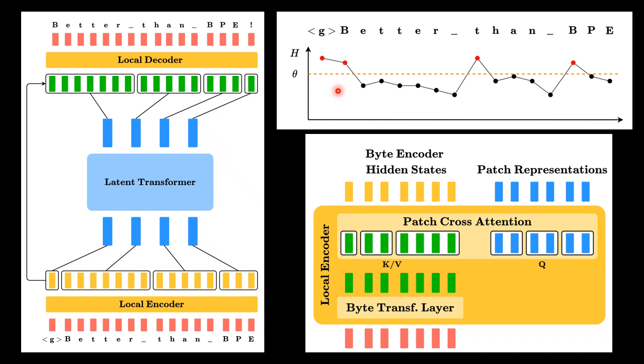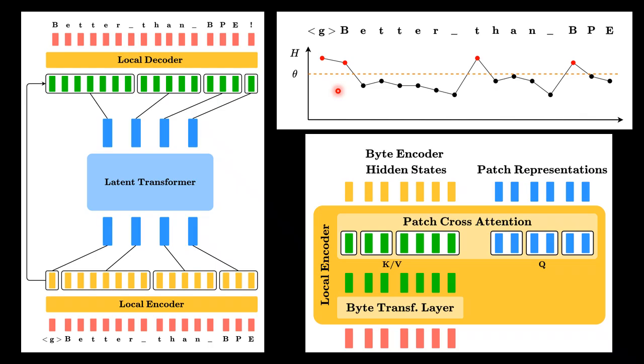But here's the key detail. Patches are not learned end to end by the model. BLT uses a small separate byte level language model to estimate next byte entropy. That entropy decides where patch boundaries go. This happens during data loading, not inside the transformer.